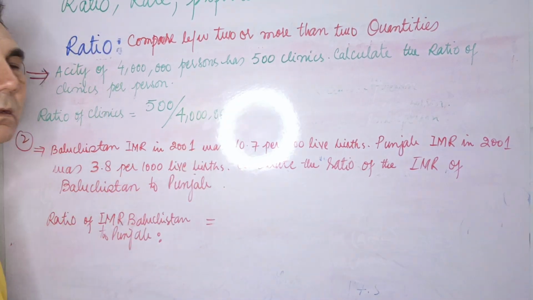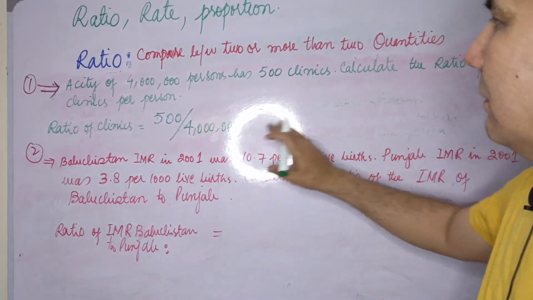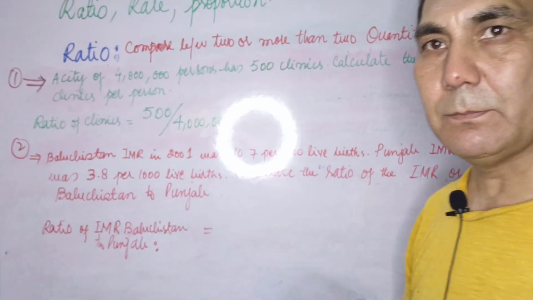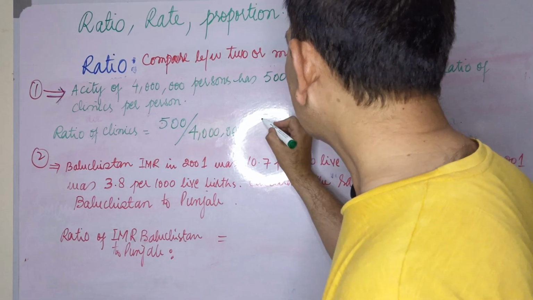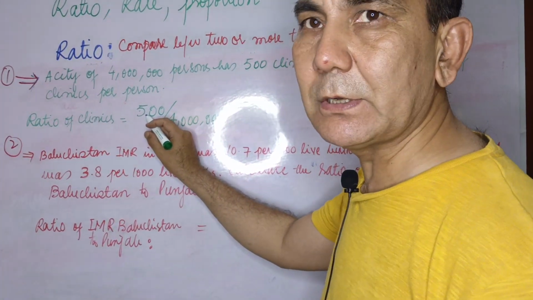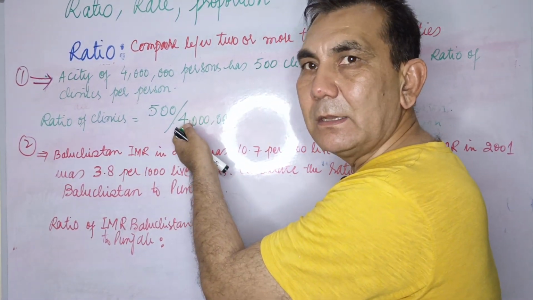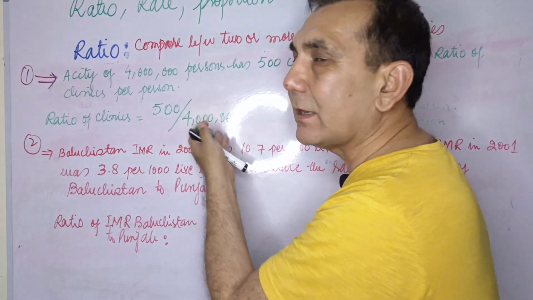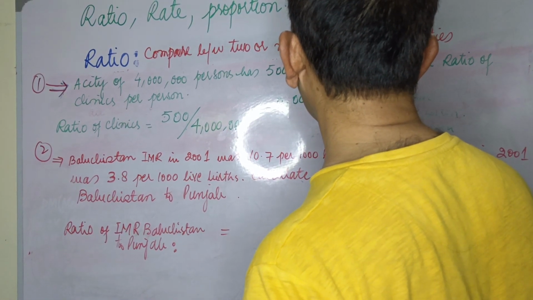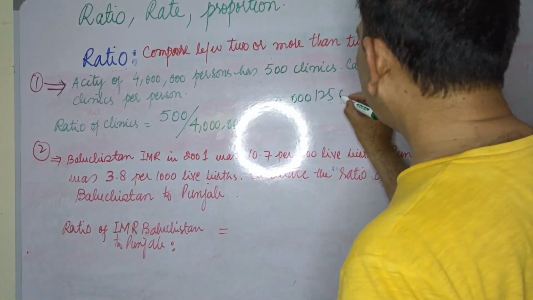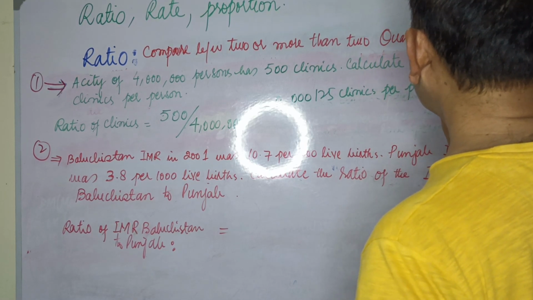Okay, so what is the ratio of clinics, the 500 clinics, for the 4 million people? We divide 500, the numerator, also called the dividend or antecedent, by the denominator, whose other name is the divisor, and the third name is the consequent. So it will come up with 0.000125 clinics per person in that particular city.